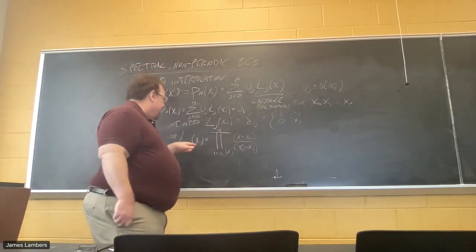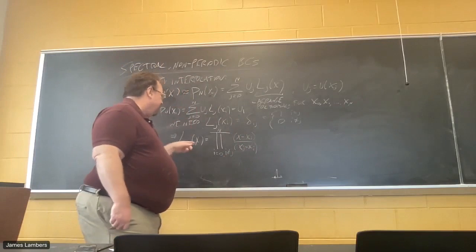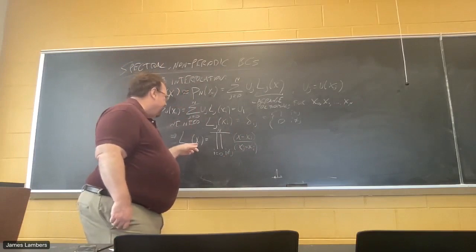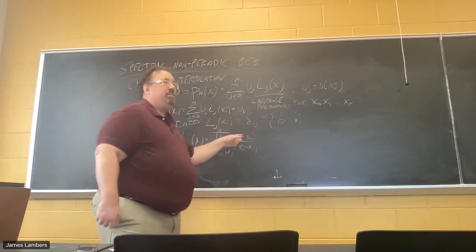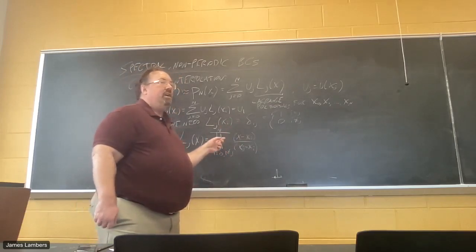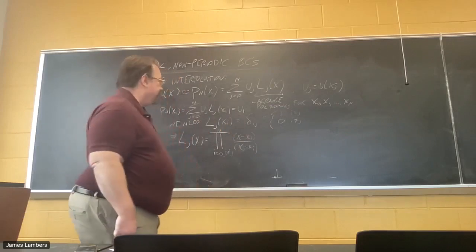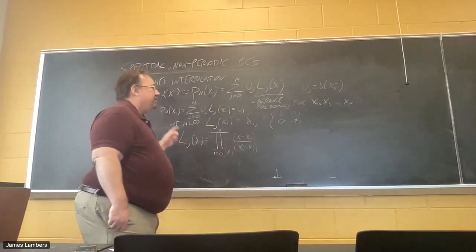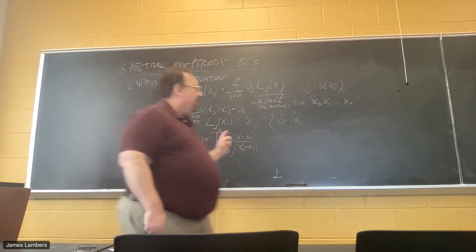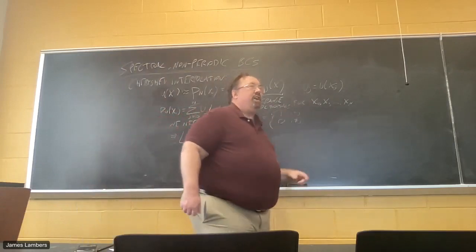If I plug in any other x value from my grid, like xk, where k is not equal to j, one of these linear factors up top is going to be 0, which causes the whole thing to be 0. So Lj has as its roots all the x values except for xj.